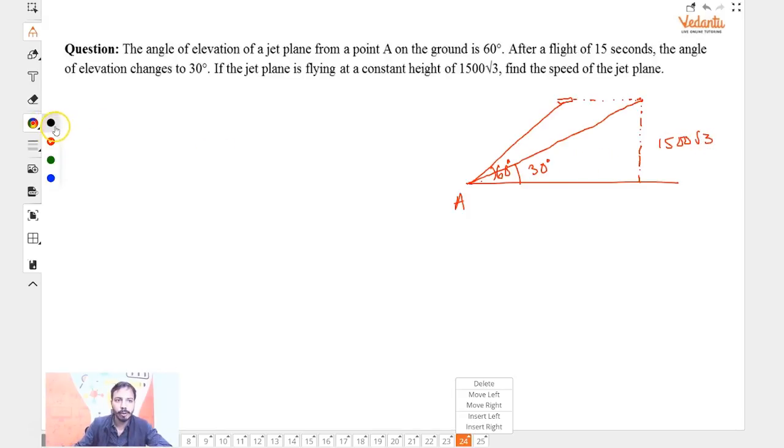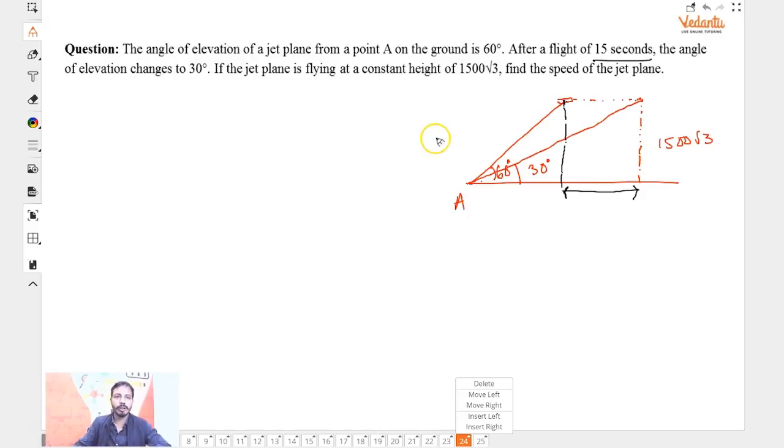So guys, you see here you got two right angle triangles. One is this, right? So you need to find out the speed of the jet. So to find the speed of the jet, you need to find out this distance. If you can find out this distance, right, you can divide it with the time taken, which is given, right? So time taken is given as 15 seconds. So from there, you will get the speed of this particular jet.